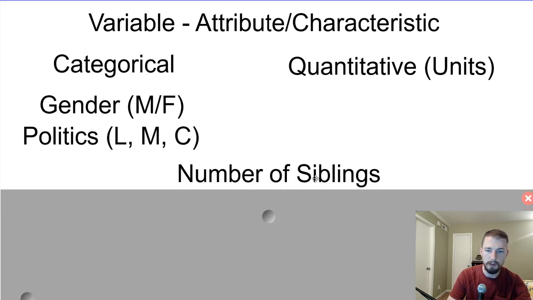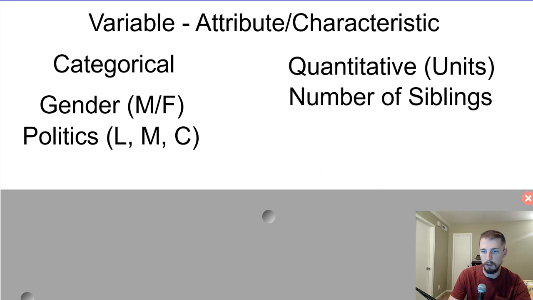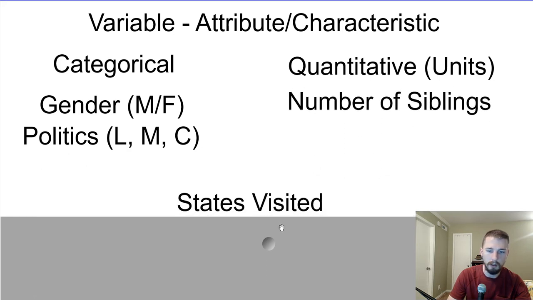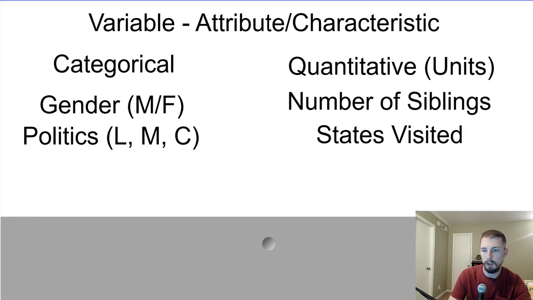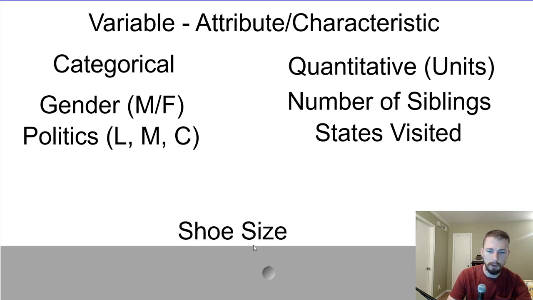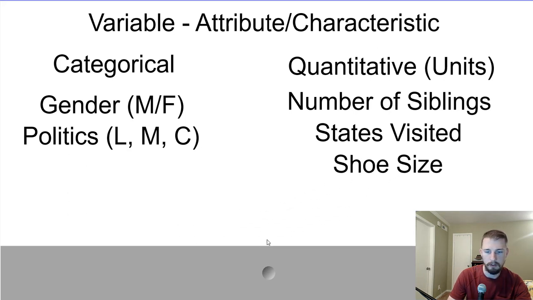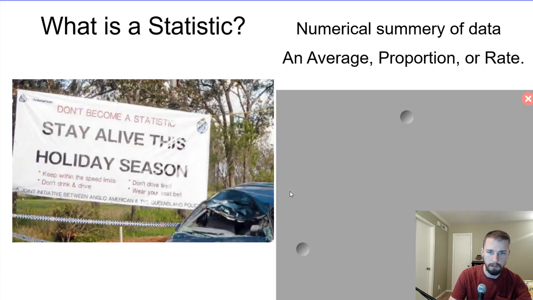Number of siblings, so our units would be siblings, and so this would be quantitative. And then number of states that we visited, that would be quantitative as well. Just some number. Shoe size, that would be quantitative as well. And I think that's it for that.